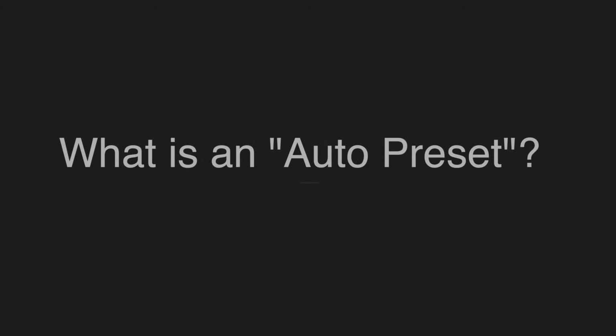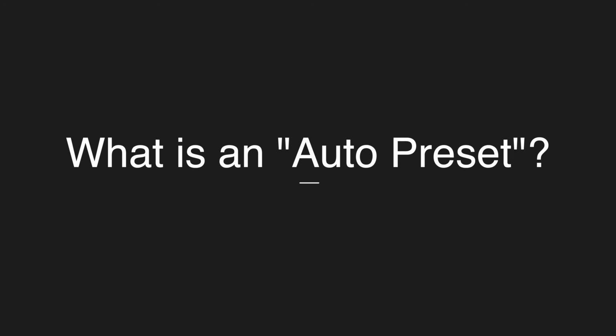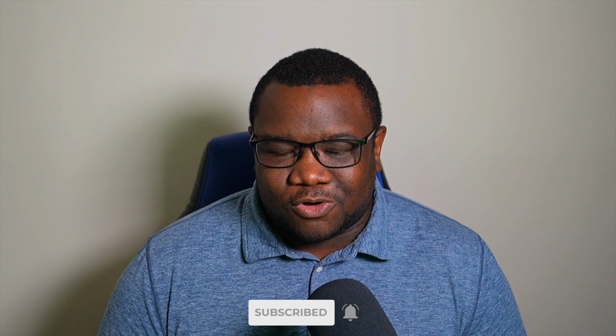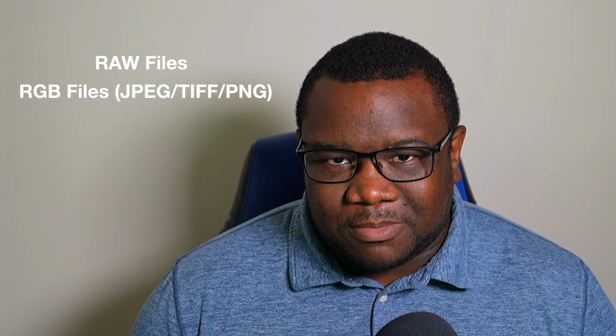So, what is an auto preset? An auto preset is simply a set of instructions that we give to PhotoLab that tells it what to do based off of the file type that it's opening. Inside of PhotoLab, you can only choose presets for either a RAW file or a raster image like a JPEG, TIFF, or PNG. I'm going to show you exactly how to apply that right now.